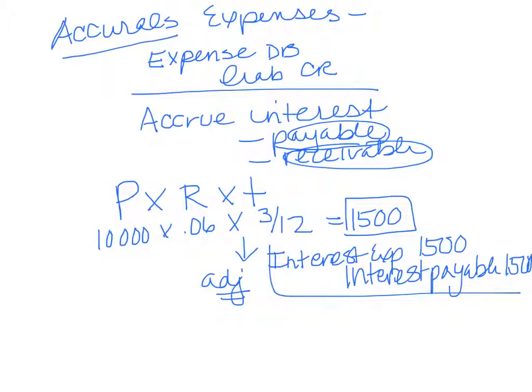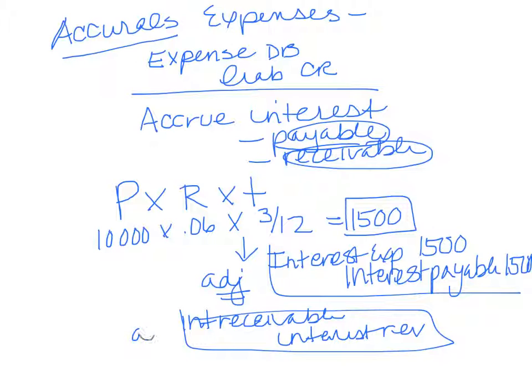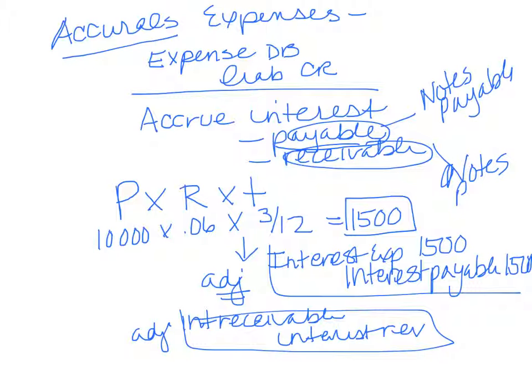Now, if we did the same thing and they asked us that we were going to be paid that amount of money, then it would be interest receivable and interest revenue as the adjusting entry. So you need to determine, is it a payable? That means it's associated with a notes payable or a loan. And if it's a receivable, it would be linked to a notes receivable.